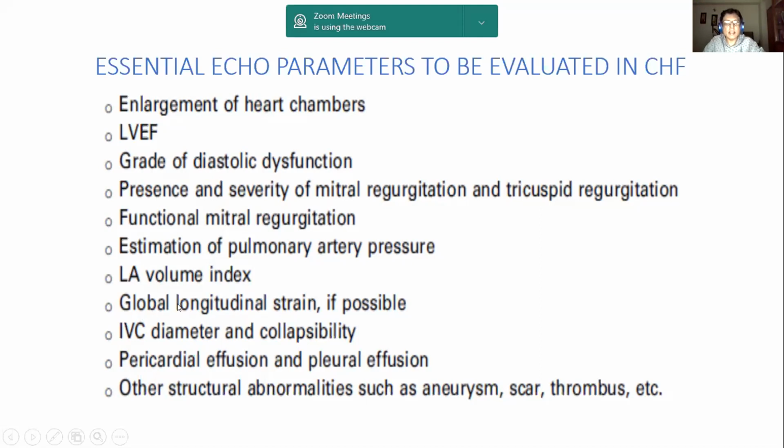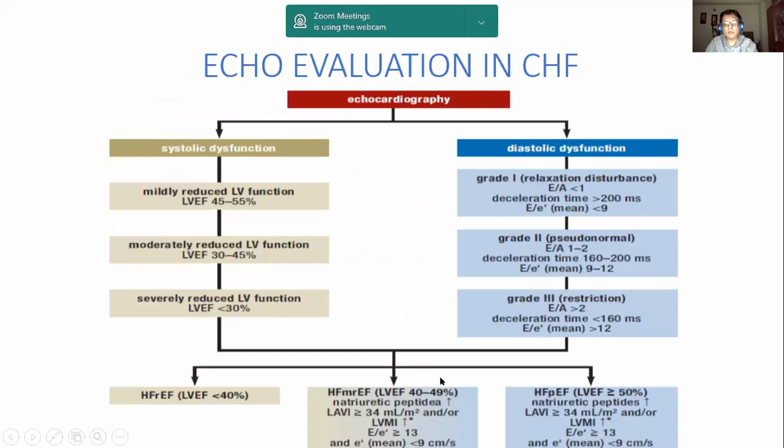the ratio between the left atrial volume and the body surface area. The global longitudinal strain is done in a specialized echo called speckle tracking, and it is not routinely performed. IVC diameter is very important. It gives us an idea about the compliance of the right side of the heart. The pericardial effusion and pleural effusion: echo is the investigation of choice for pericardial effusion, and we can evaluate the pleural effusion as well.